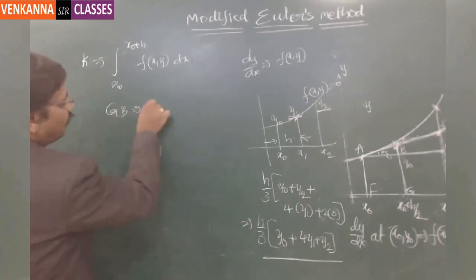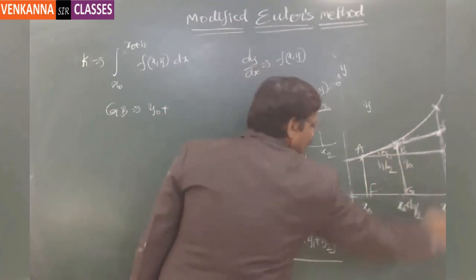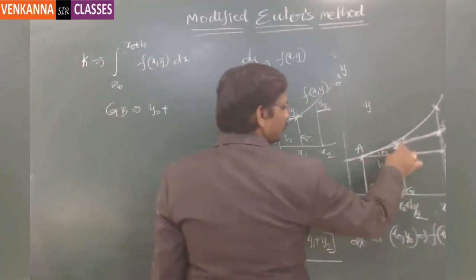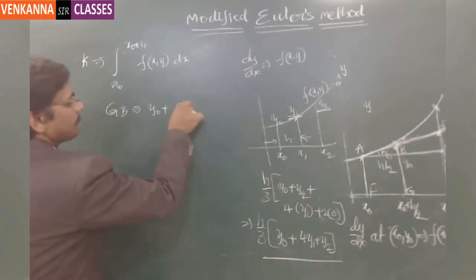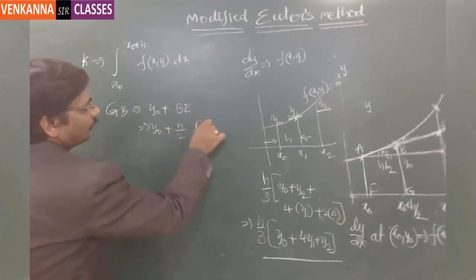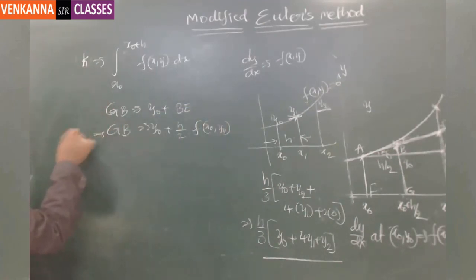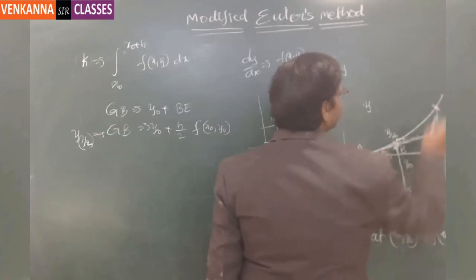So what we are doing is y0 plus this length, which is h by 2, because x0 to x0 plus h is the h distance, so half of this is h by 2. h by 2 times tan theta will be the length from B to E. So this is y0 plus h by 2 times f of x0 comma y0. This is the GB value which you can make use of in place of y1 here. Ideally this is not y1, rather you can call this y1 by 2, because this is at half of this. That's why y1 by 2, and this is y1 here.